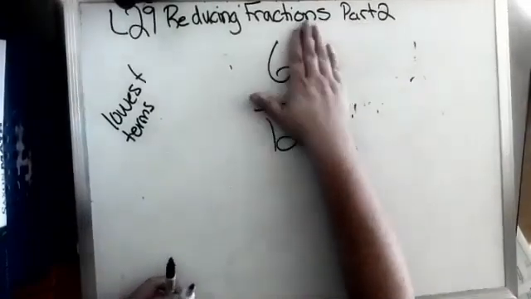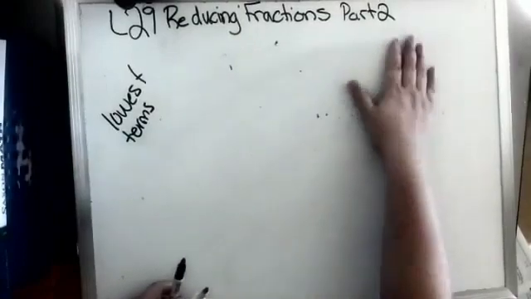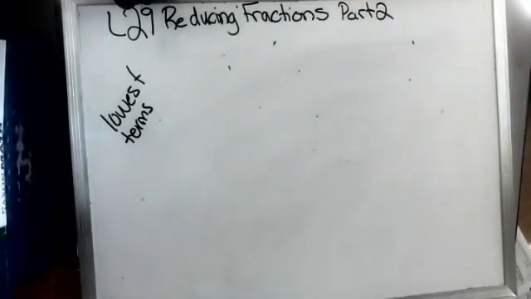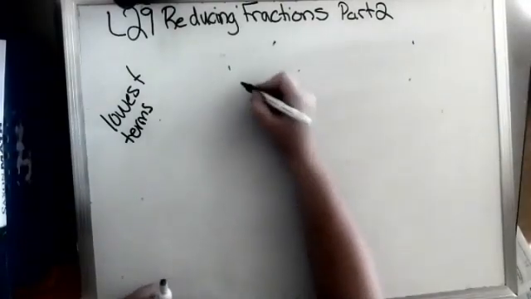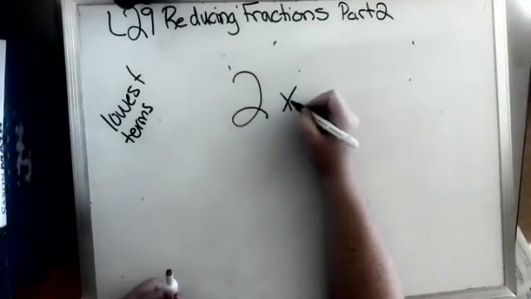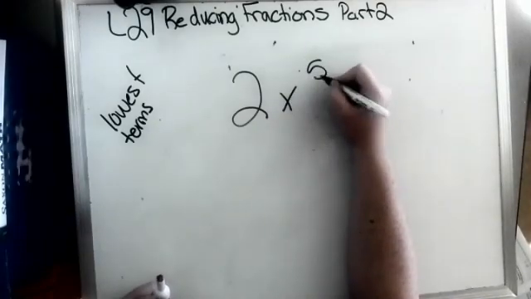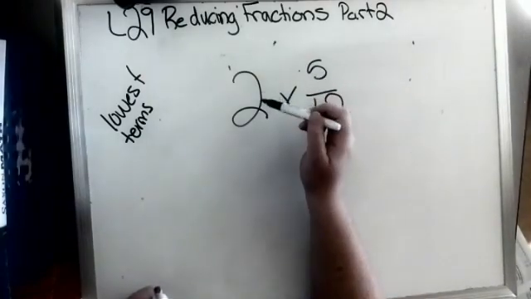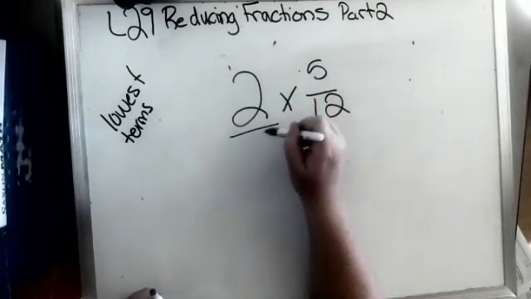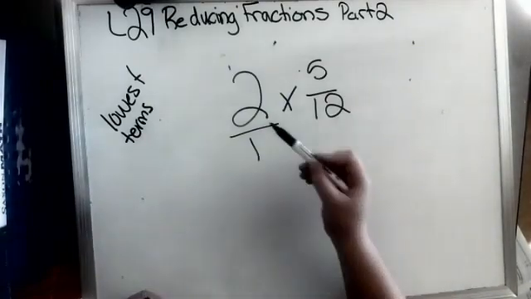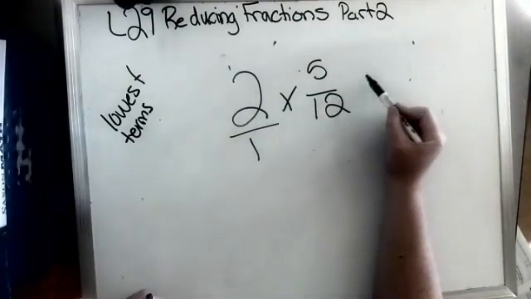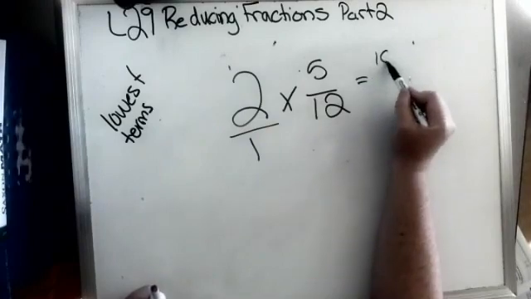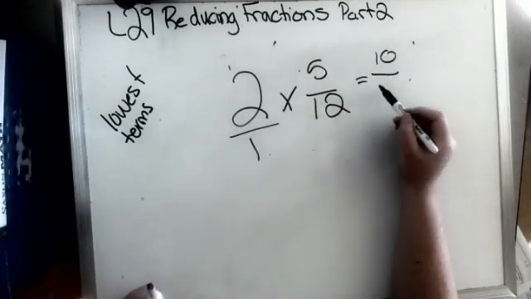Let's look at one more together, and then I'm going to let you go on to lesson practice. So the last one we're going to look at, we're going to do a little bit of multiplication while we're doing it. 2 times 5/12. So remember, I need to make 2 wholes. So this is now 2 wholes times 5/12. 2 times 5 is 10, and 1 times 12 is 12.